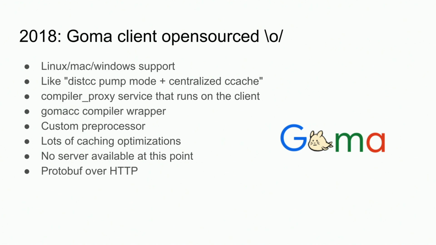So there's a compiler proxy service that runs on the client, kind of like the server that runs when you start Bazel on the client machine. There's a Goma CC compiler wrapper that feeds jobs into the compiler proxy. There's a custom preprocessor that's optimized just to find the inputs to a C or C++ compile job, and lots of caching optimizations under the hood. At this point, there was no server available, but it was protobuf over HTTP, so this is something that's quite easy to reverse engineer.